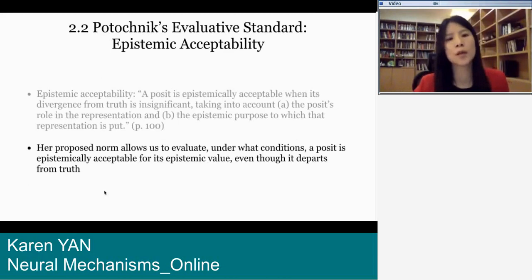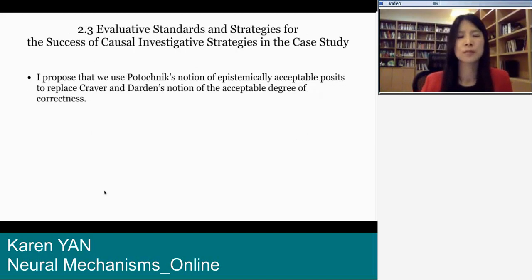So her proposed norm standard allows us to evaluate under what condition a posit, especially, for example, an idealization, is epistemically acceptable for its epistemic value, even though it departs from truth. So what I propose is to use Potochnik's notion of epistemically acceptable posit to replace Craver and Darden's notion of the acceptable degree of correctness. And it has two advantages.